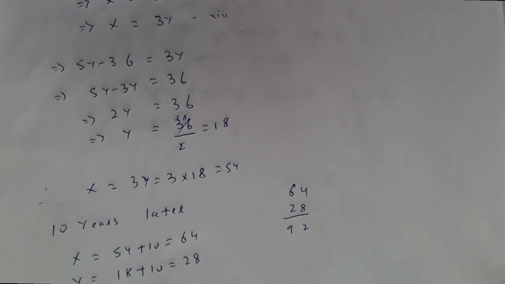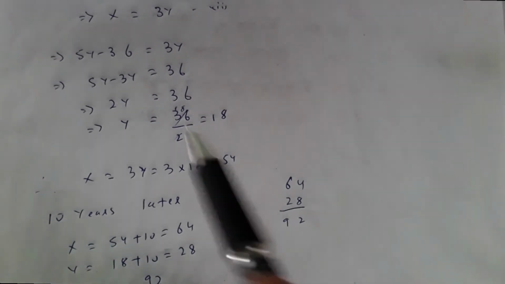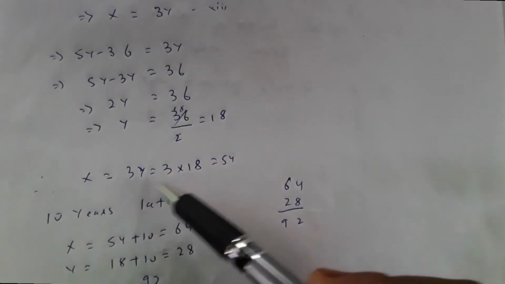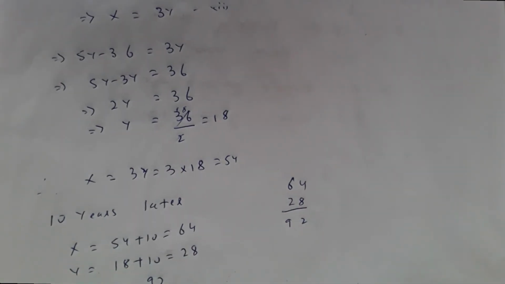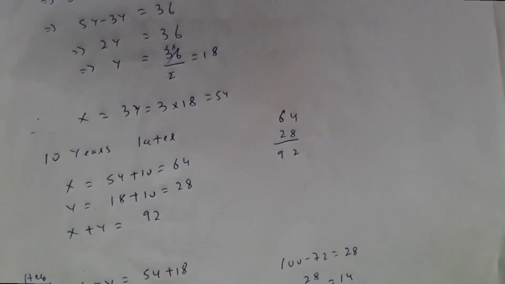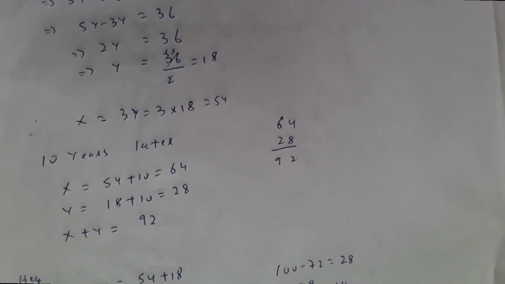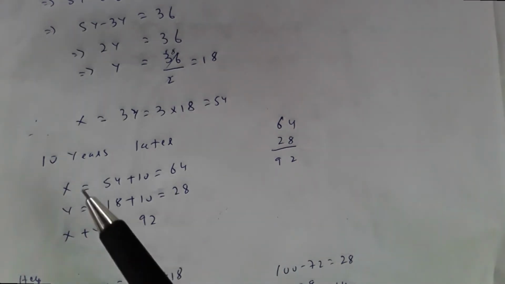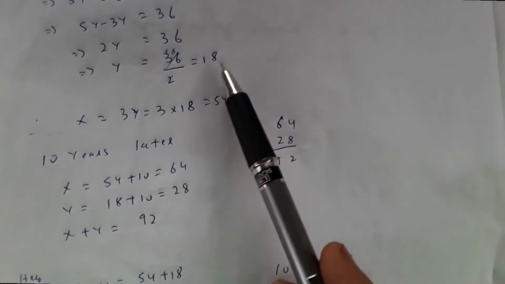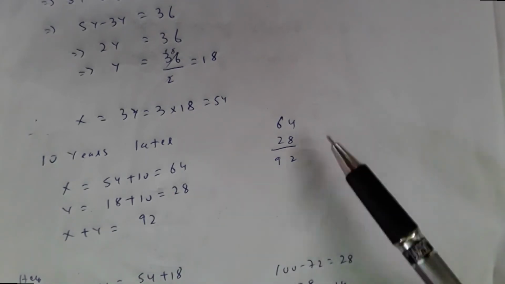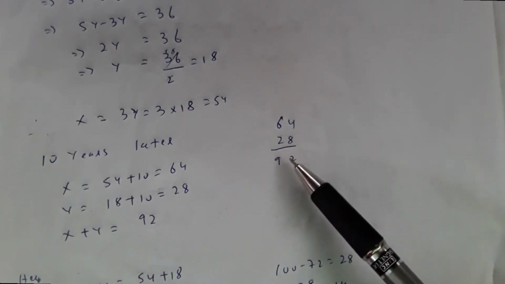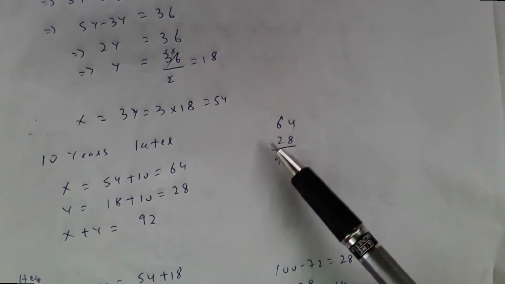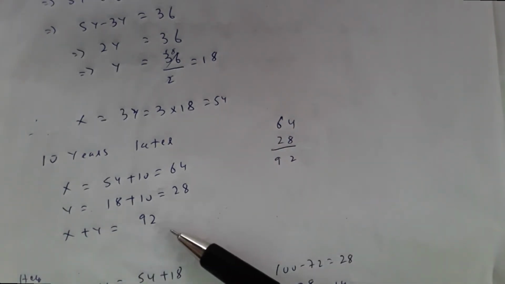So y equals 36 by 2, which is 18, and x equals 3y. So x equals 3 into 18, which is 54. Now the question was, what will be the sum of their ages 10 years later? So 10 years later, x equals 54 plus 10, 64, and y is 18 plus 10, which becomes 28. So 64 plus 28: 4 plus 8 is 12, carry 1, 6 plus 1 is 7, and 2 is 9. So x plus y is 92.